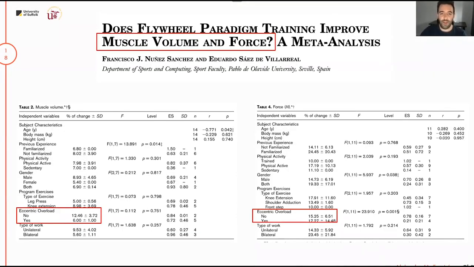Talking about the benefits of the flywheel, what about their effects on improving volume and force? It's interesting to see here in this very nice meta-analysis from my colleagues Francisco Núñez and Eduardo Sáez, where they showed that there were increments in both muscle volume and force, but actually the group which did not achieve eccentric overload had a higher increase in the muscle volume.